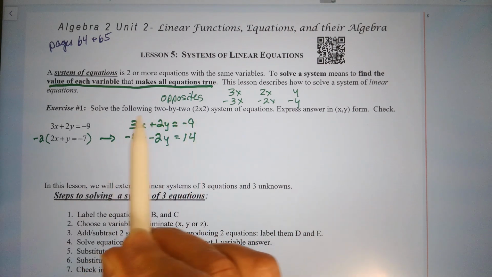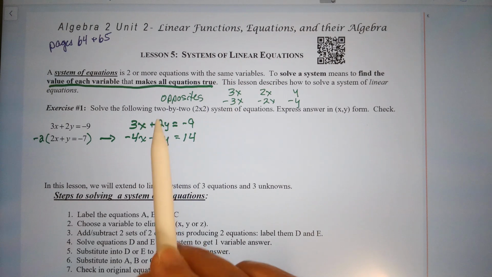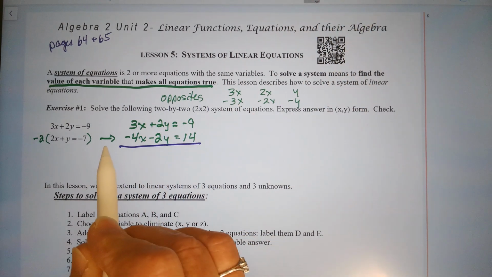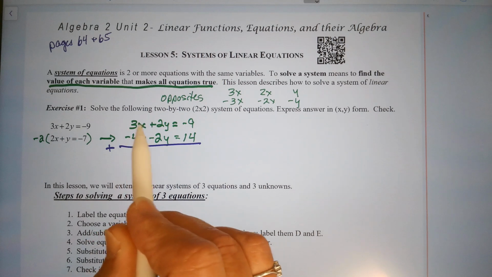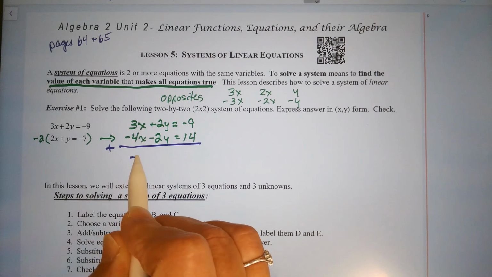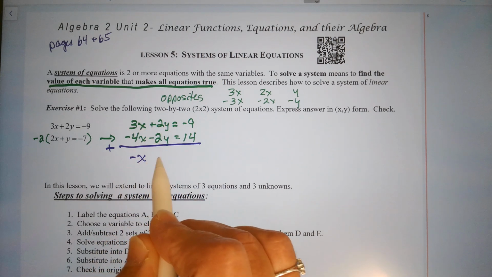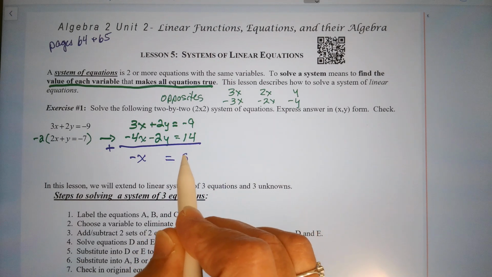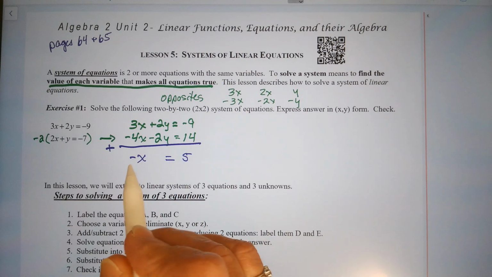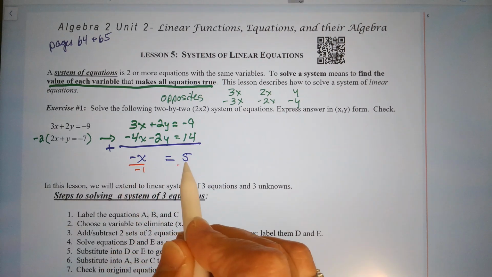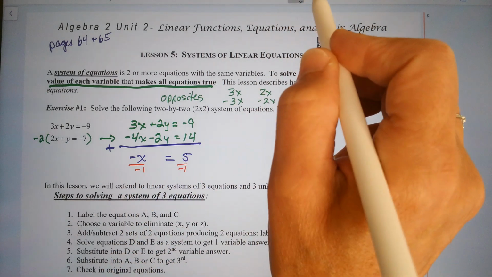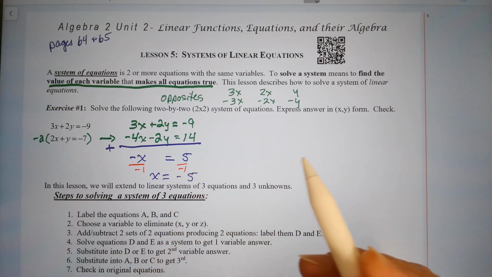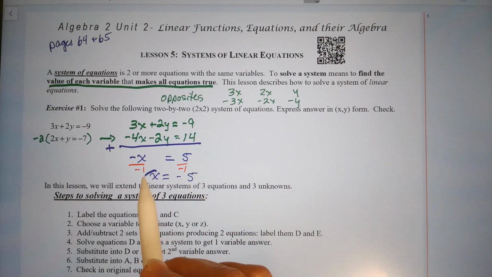So now we have these two equations, and our y terms are opposites. So now we would add these two equations. 3x and -4x is -1x. The y's drop out, and -9 and 14 is 5. Finish solving for x, dividing by -1. We have x is equal to -5. That is just our x value.